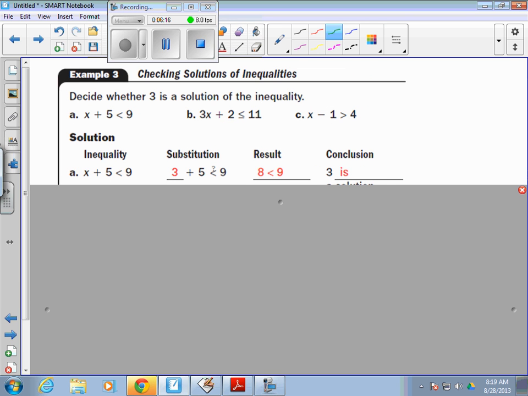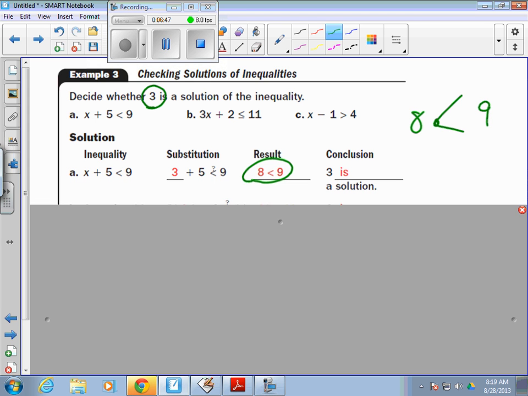Example number 3 says checking solutions of inequalities. Decide whether 3 is a solution to the inequality x plus 5 is less than 9. So 3 plus 5. All it says is we're deciding whether this number 3 is a solution. 3 plus 5 is less than 9. When you add 3 plus 5, you get the number 8. 8 is less than 9. Again, the trick with this symbol, if the point points to the smaller number, then it is correct. 8 is smaller than 9. Therefore, 3 is a solution.